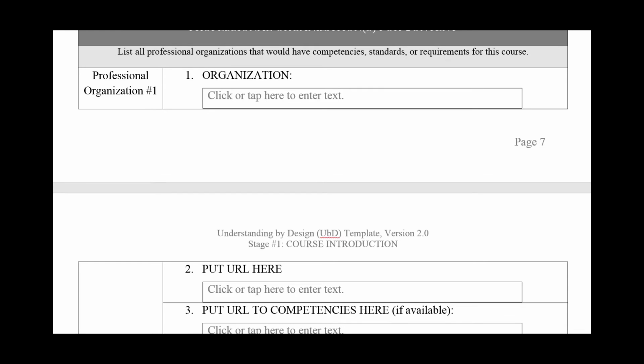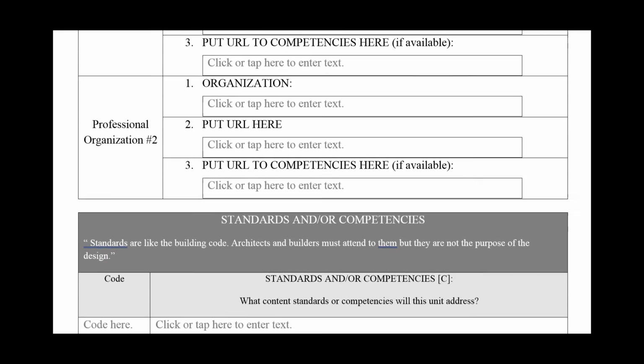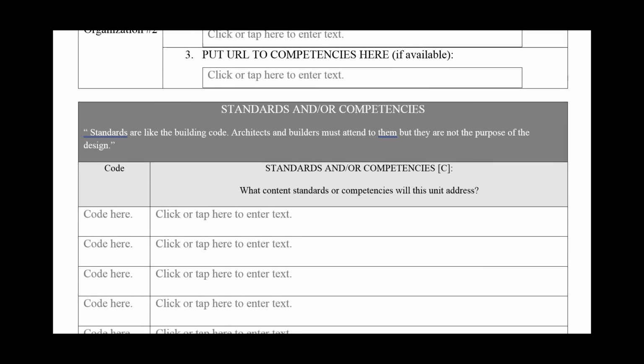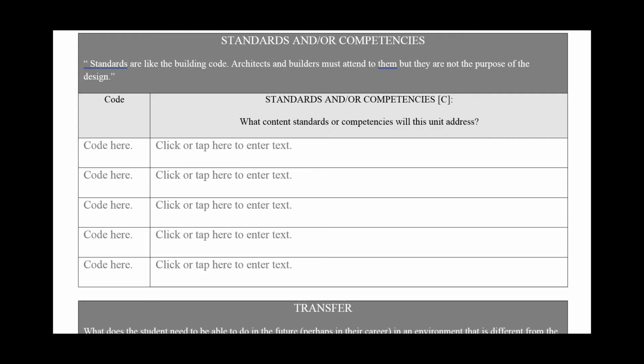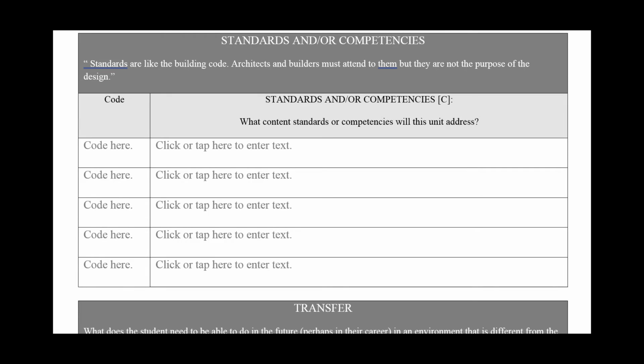So you put down the organization, the URL, and then the URL specifically to the competencies that you're going to be using, the actual standards that this organization may have. And you're probably going to have multiple of these organizations. So then there's the standards. These are the standards for these organizations that we referred to just up there. And you're going to have competency codes for these standards. And it's going to be something like 6B, something like that. And that's what you're going to put in that code box over there.